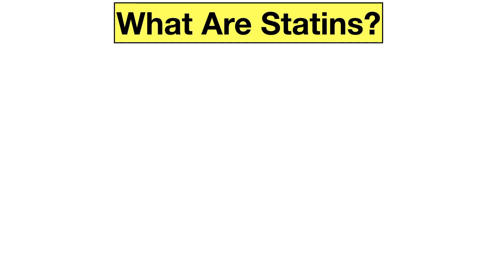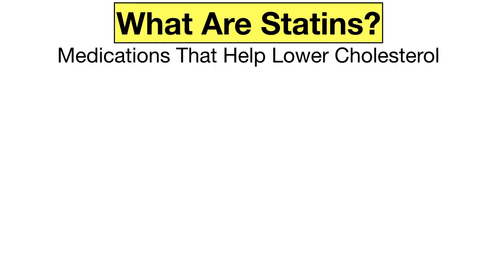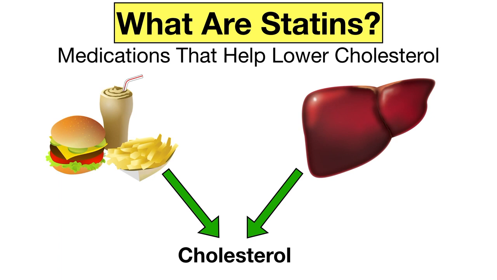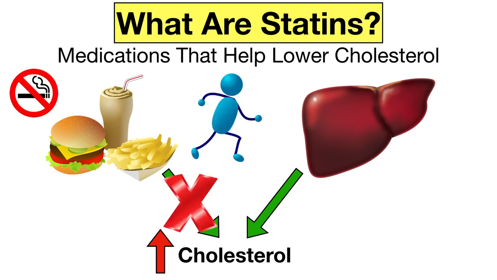As mentioned before, statins are a class of medications that help lower cholesterol. But where does cholesterol come from? Some of the cholesterol in our body comes from the food we eat, but most of our body's cholesterol is actually produced by the liver. When our cholesterol levels are high, we can try to decrease our cholesterol with lifestyle modifications such as improving our diet, exercising, losing weight, quitting smoking, among other things. But sometimes our cholesterol levels remain high even with lifestyle modifications, and that's where statins can help.